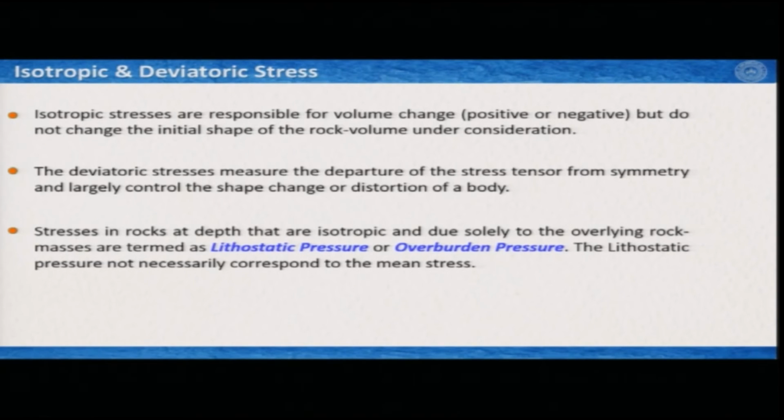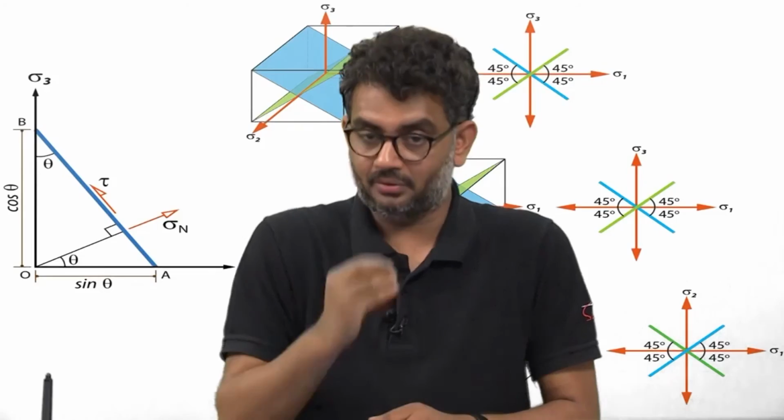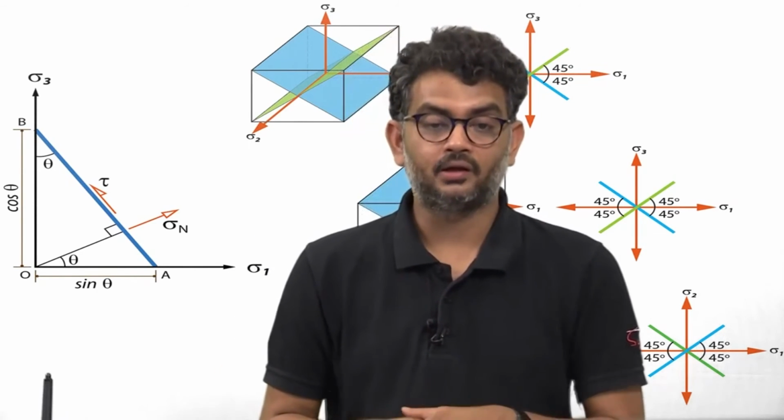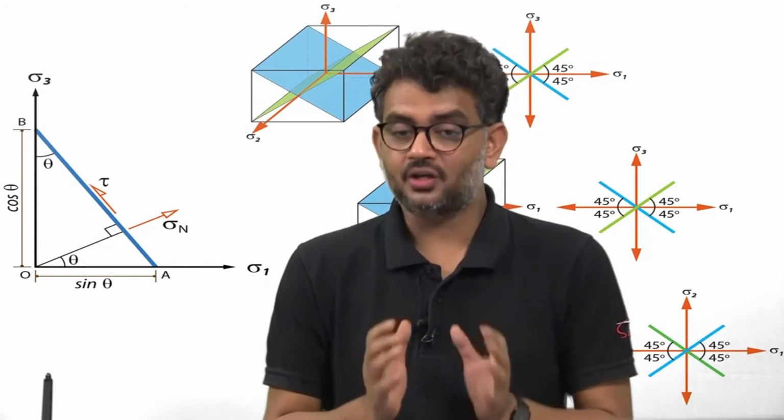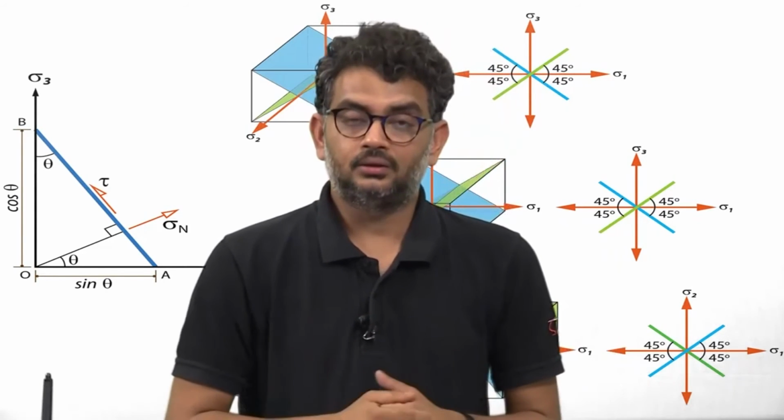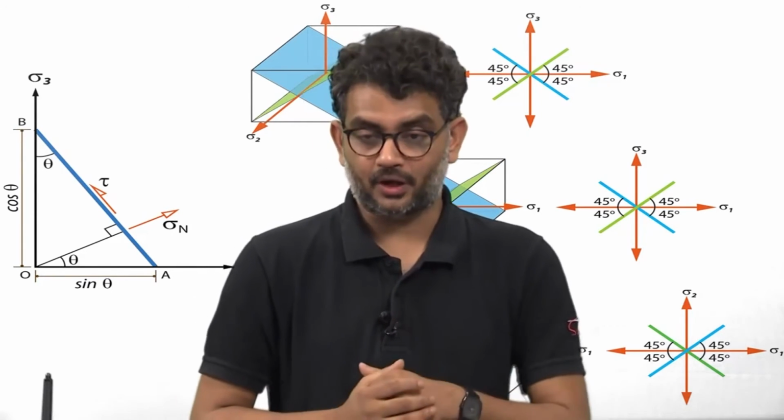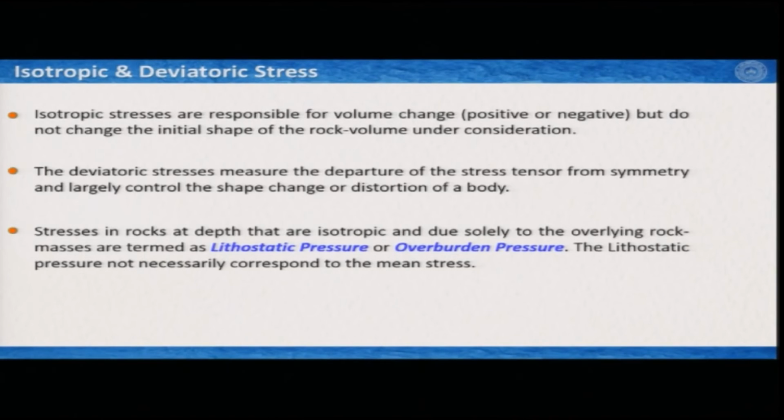Now, sometimes we use a few different terms like lithostatic pressure or overburden pressure. These are stresses in rocks at depth that are isotropic and due solely to the overlying rock masses. That means if I am at 600 kilometers, then I have a huge 600 kilometer pile of rocks above me, or above the grain we are looking at. Of course, I cannot go to 600 kilometers. So, this pressure due to the overlying rock mass is known as lithostatic pressure or overburden pressure, and it is important to understand that lithostatic pressure does not necessarily correspond to the mean stress.